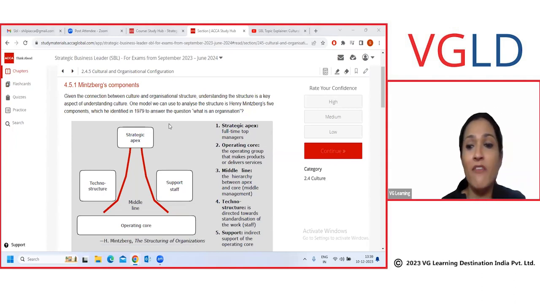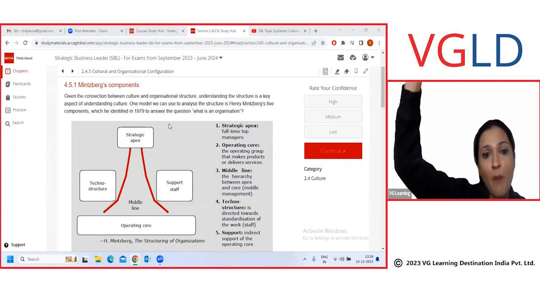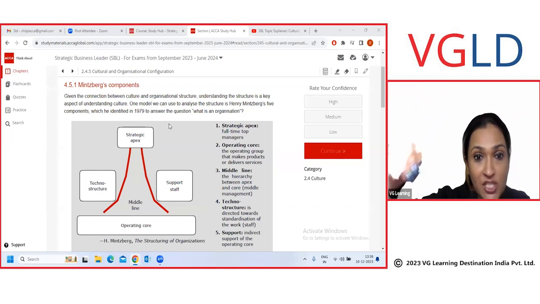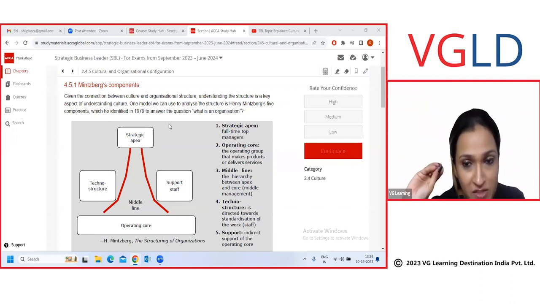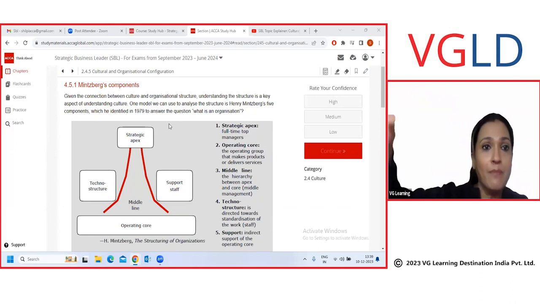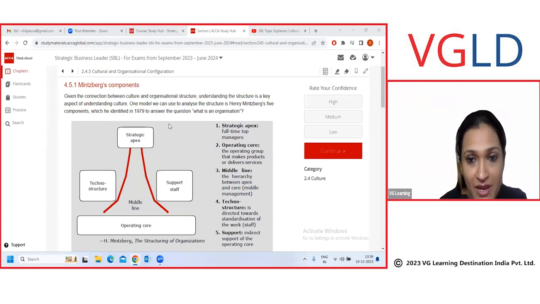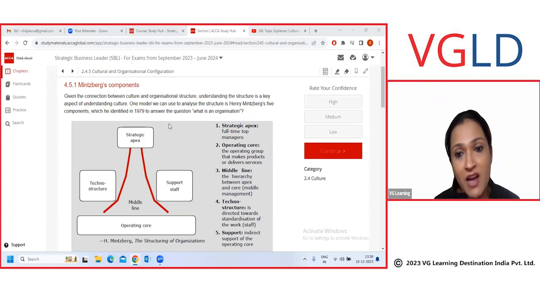Okay, so now let's have a look at how as an organization we can structure ourselves to prosper a good and a healthy culture within the organization as well. So we know that at the top we have the strategic apex of the organization, which is defined by the board of directors. They are like the top full-time operating core of the organization, really. After that, we have two-level managers who are going to be your technical staff, which is called the techno-level staff, as well as the operating core of the organization.